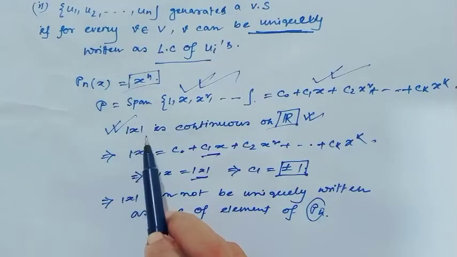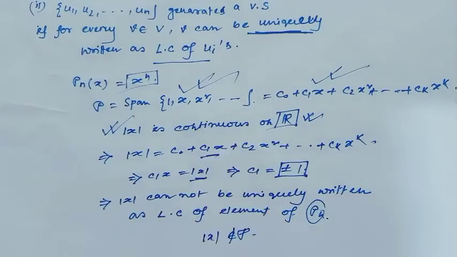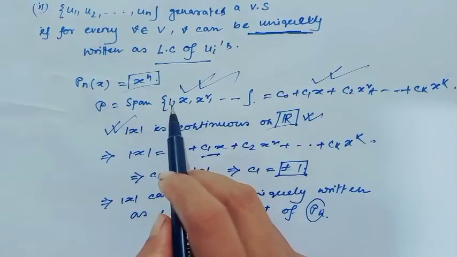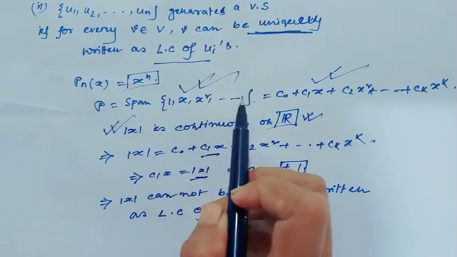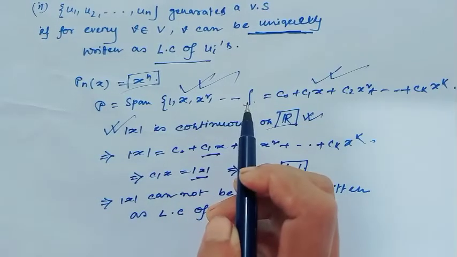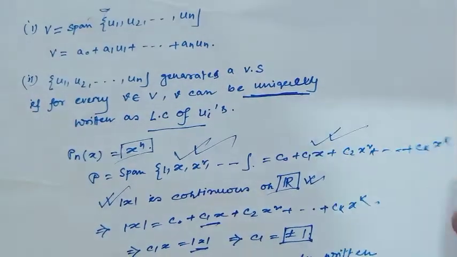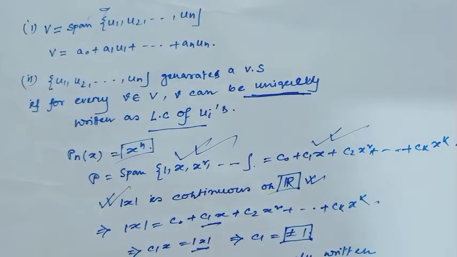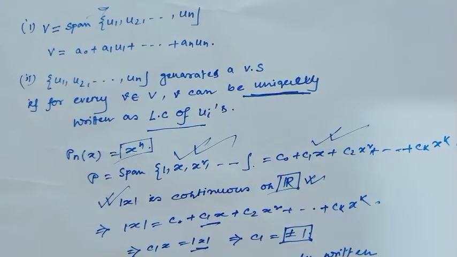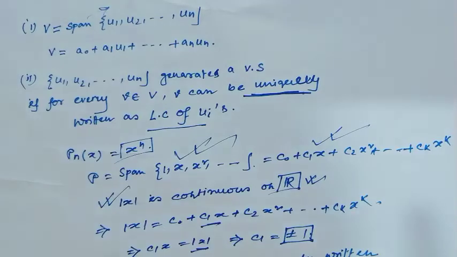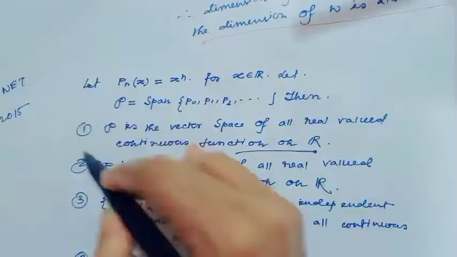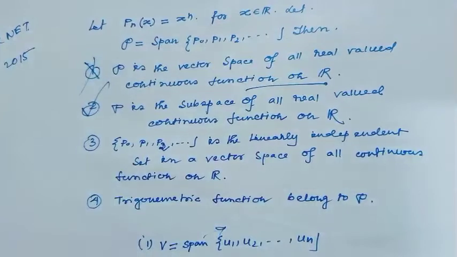That means mod x is obviously a continuous function. So this set is not the vector space of all continuous functions. Actually this set generates every polynomial. So this is actually a subspace of all real valued continuous functions on R. That means option 2 is the right option and option 1 is the wrong option.